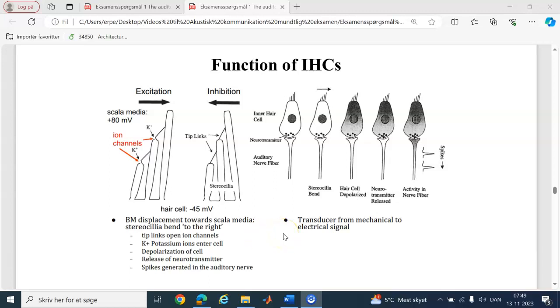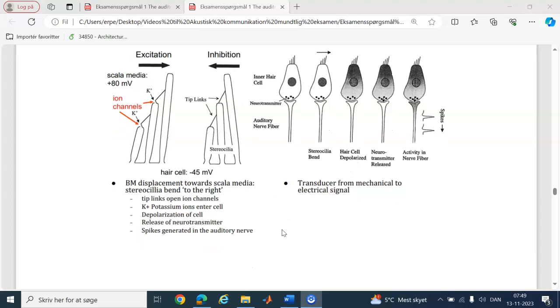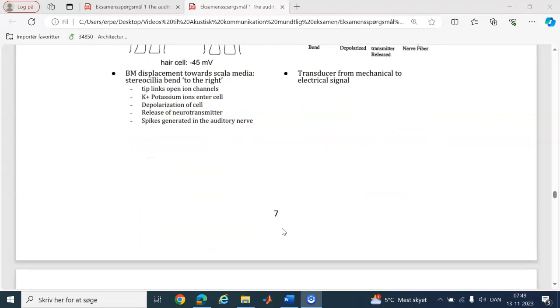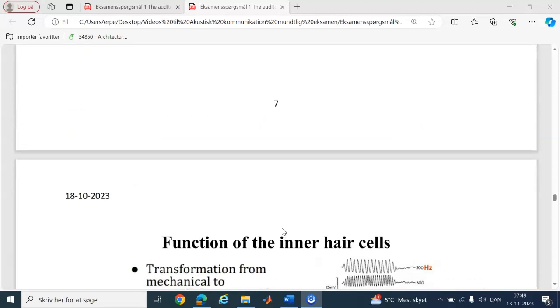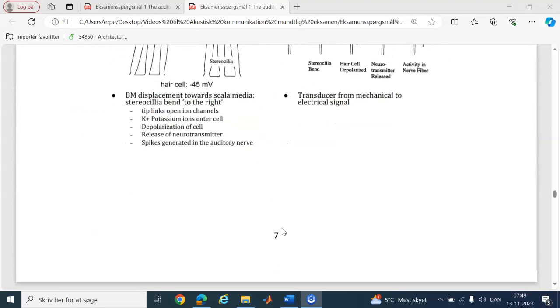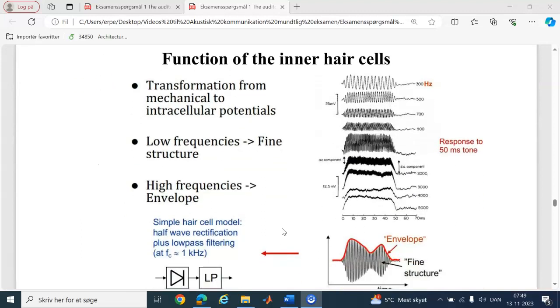When the stereocilia are upright or bent to the left, there is no activity in the connection to the nerve fibers. Function of the inner hair cells: they transform mechanical to intracellular potentials.